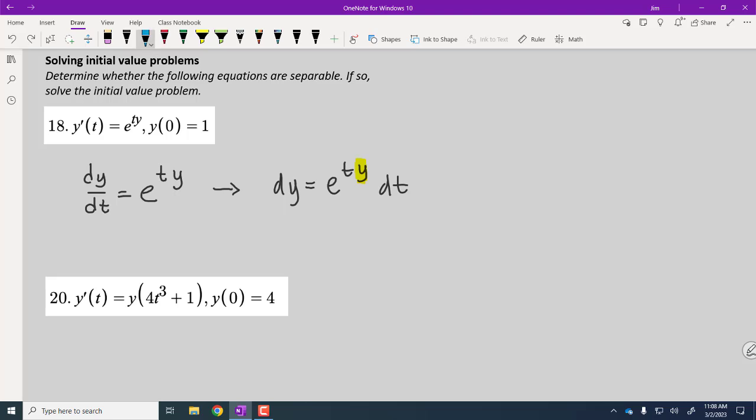Okay, another great idea. If we have e to the t times e to the y, what is that? E to the t plus y. So that won't work. You could write it the other way. You could say e to the t times y is e to the t all to the y. Does that help us? Can we break that apart?